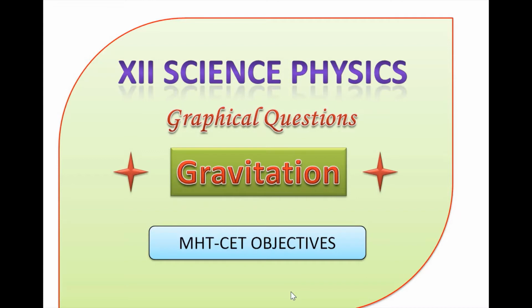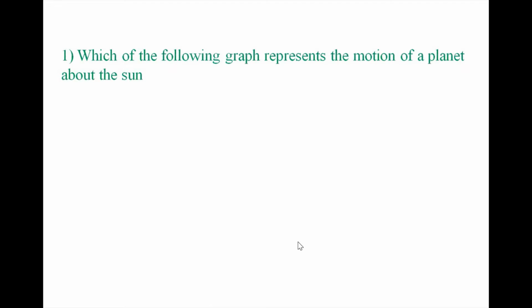Today we see 12th Science Physics graphical questions on the gravitation topic. So let's start today's video. Let's see the first objective. The first objective is: which of the following graphs represents the motion of a planet about the sun?